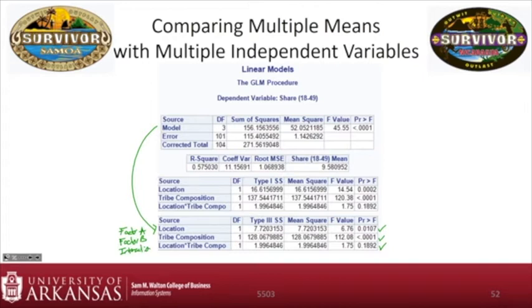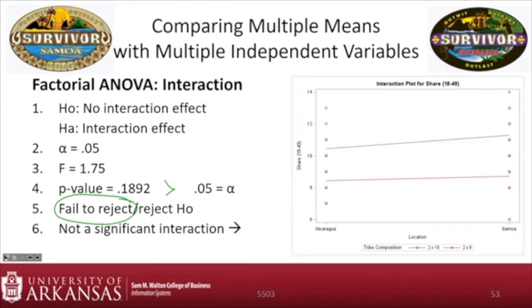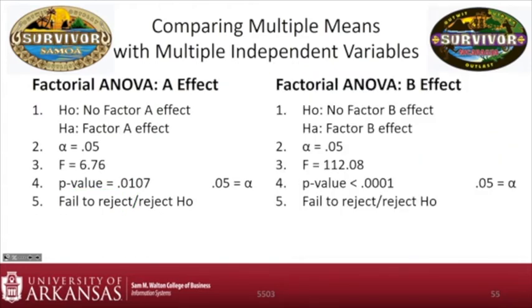For factor A, we're looking at our location. Our F value is 6.76. Our P value is 0.01. So what are we going to conclude? We're going to reject our null hypothesis. So location does matter.